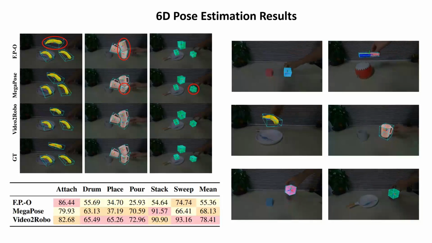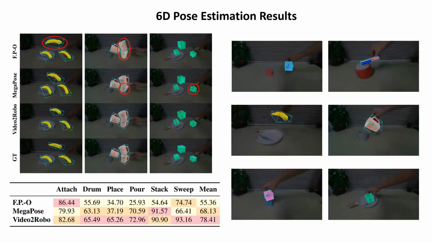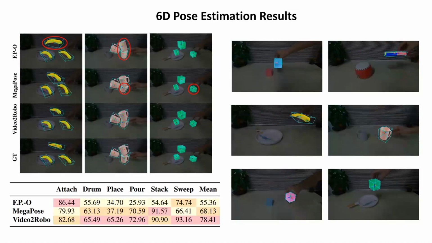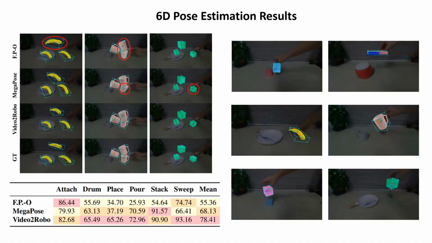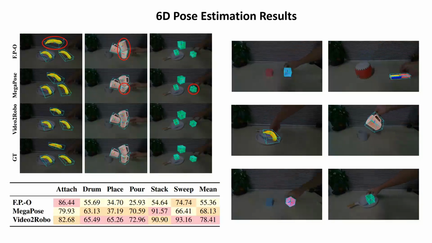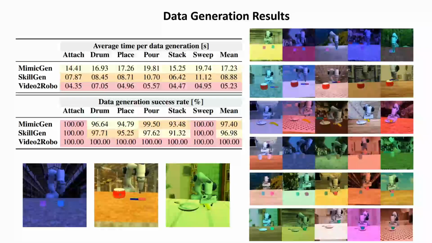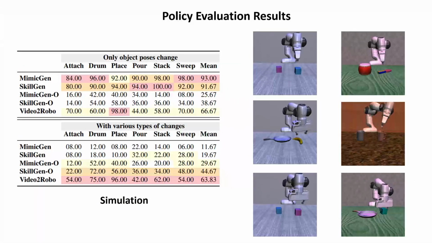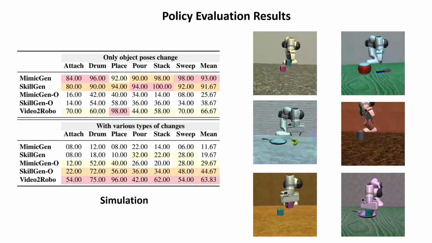For monocular 6D object pose estimation, compared with Megapose and Foundation Pozo, Video2Robo achieves significantly better average recall and temporal consistency, especially for both symmetric and asymmetric objects, laying a solid foundation for downstream data generation. In terms of data generation performance, compared with MimicGen and SkillGen, Video2Robo achieves 100% success rate across all 6 tasks and is the fastest. Policy evaluation is conducted in both simulation and real-world settings.